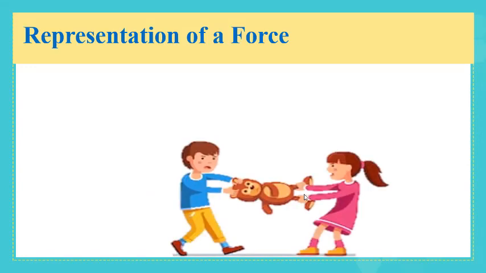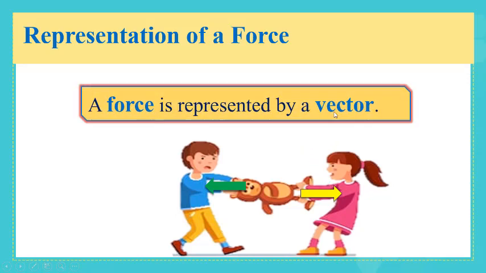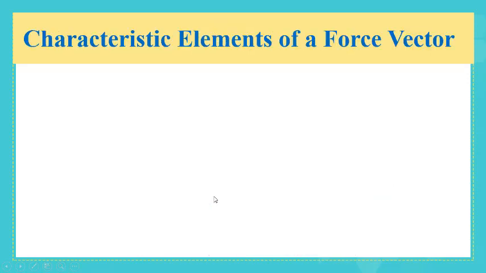Representation of a force. We have in the figure here a girl pulling the teddy bear to her side and a boy pulling the teddy bear to his side. Is this force the same? How can we represent it? Let's see. We can represent it by a vector. A force is represented by a vector. A vector is considered as an arrow. How can we draw this vector? What are the characteristic elements of a force vector?